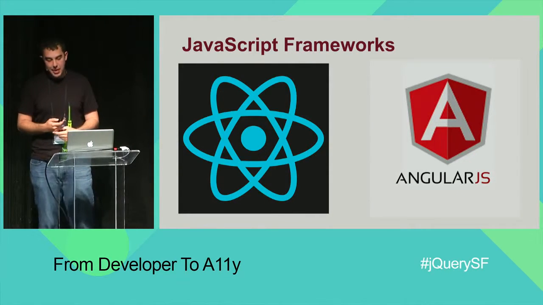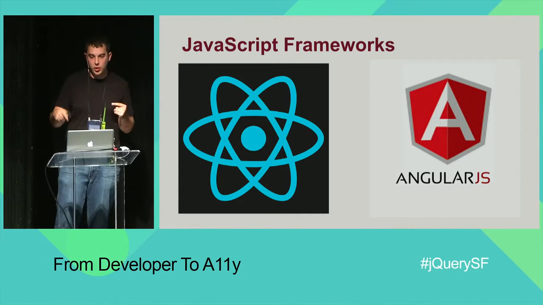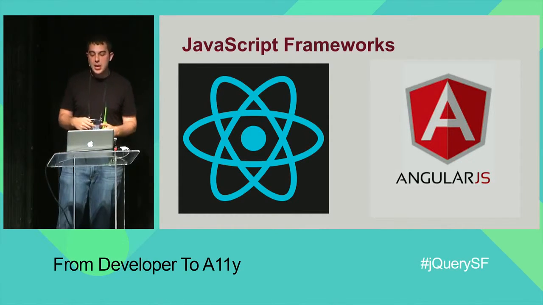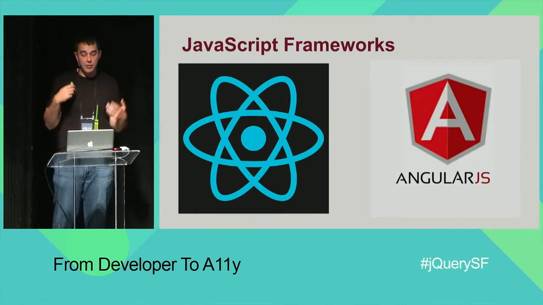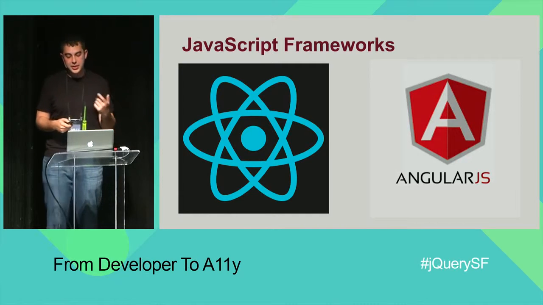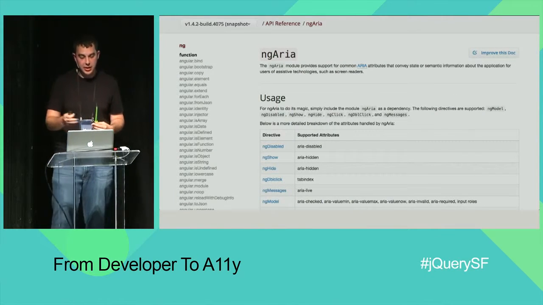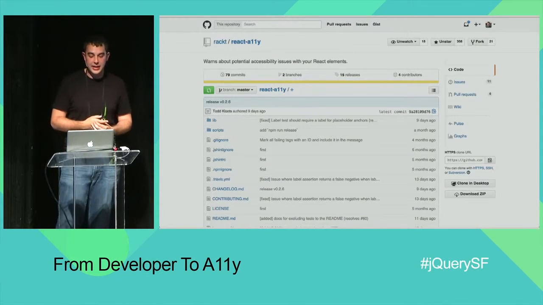A lot of people ask me about JavaScript frameworks, and particularly JavaScript frameworks that are generating the markup for you, how you would go about doing these things, like ARIA or semantic markup. But a lot of them, in particular that I've seen, React and AngularJS, have really great extensions that help you with that. So for Angular, they have ngAria, which is all about getting you that semantically correct ARIA that you need. And then React has React A11y on GitHub here.